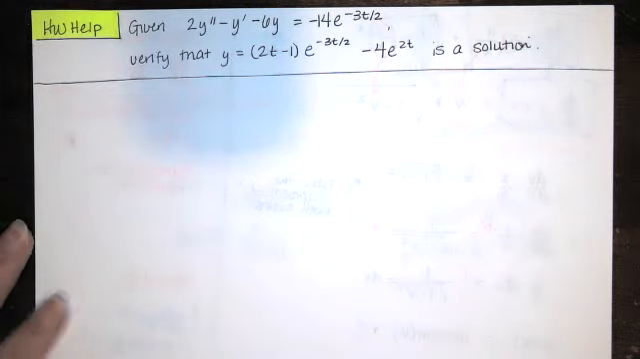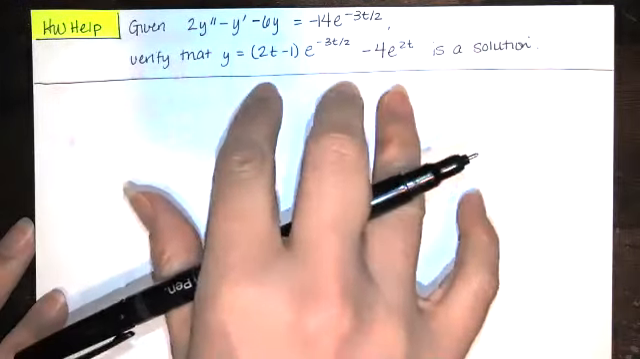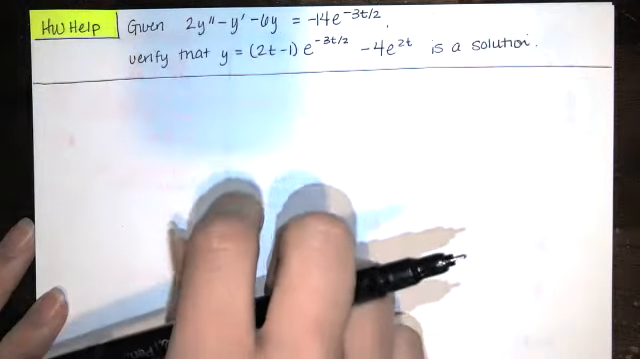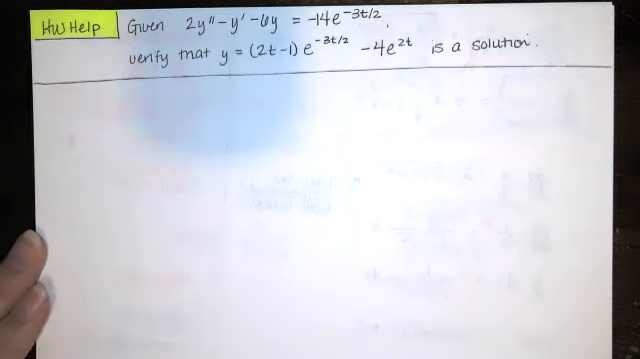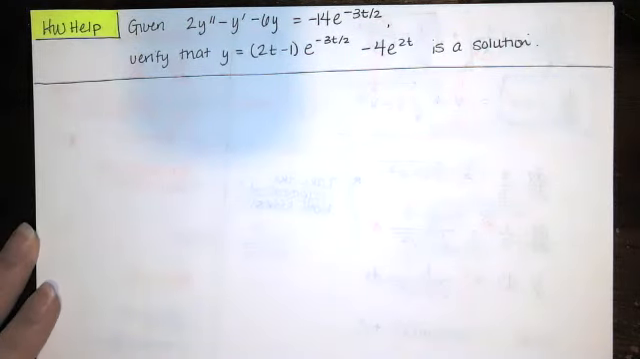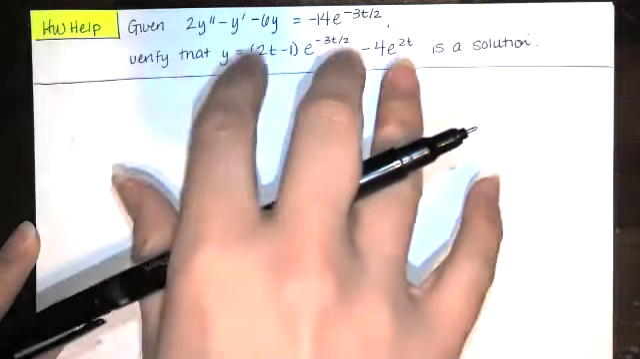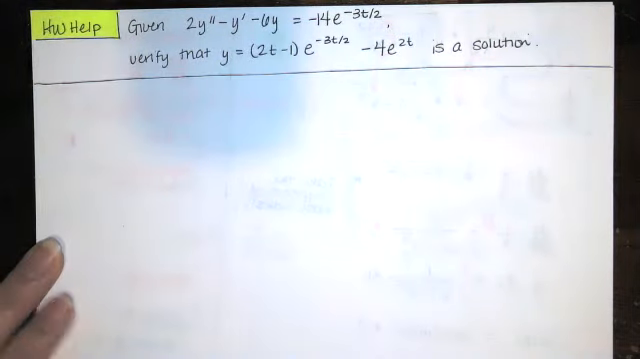That just means that if I take the derivative of this twice and I substitute it into the differential equation, the left-hand side will equal the right-hand side on some interval. And I believe this will work for all real numbers.